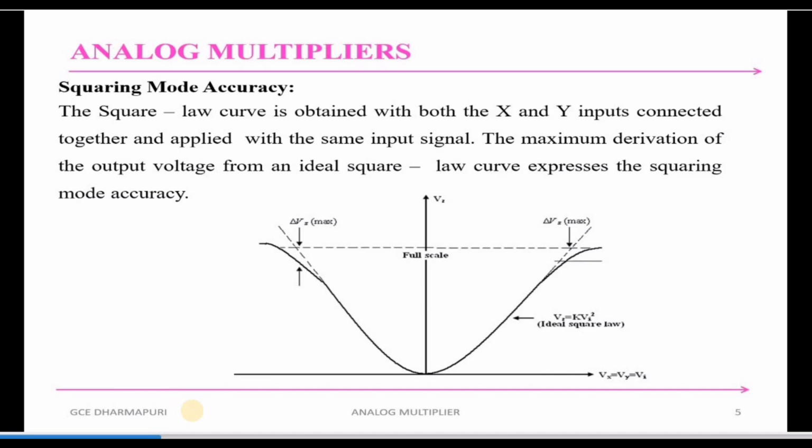The next one is square mode accuracy. The square law curve is obtained with both x and y inputs connected together and applied with the same input signal. The maximum deviation of the output signal from the ideal square law curve expresses the square mode accuracy. This is the deviation. This output I get whenever both the inputs are the same. This is my ideal square curve, and this represents the error.